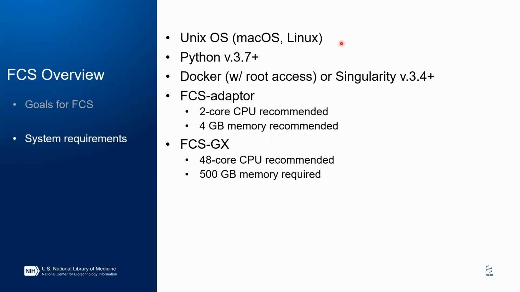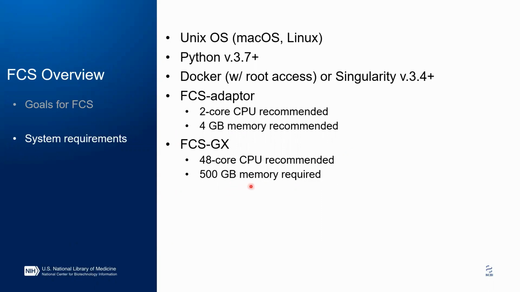As far as system requirements, you need a Unix operating system and Python version 3.7 and above. If you have root access to your system, you can use the FCS Docker image. Those without root access can use Singularity. And I've listed recommended requirements in terms of CPU cores and memory for running FCS Adapter and GX.